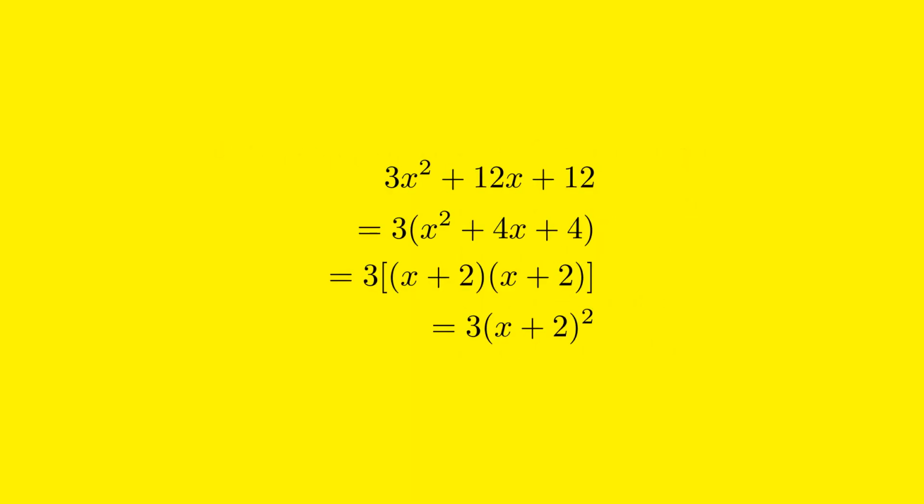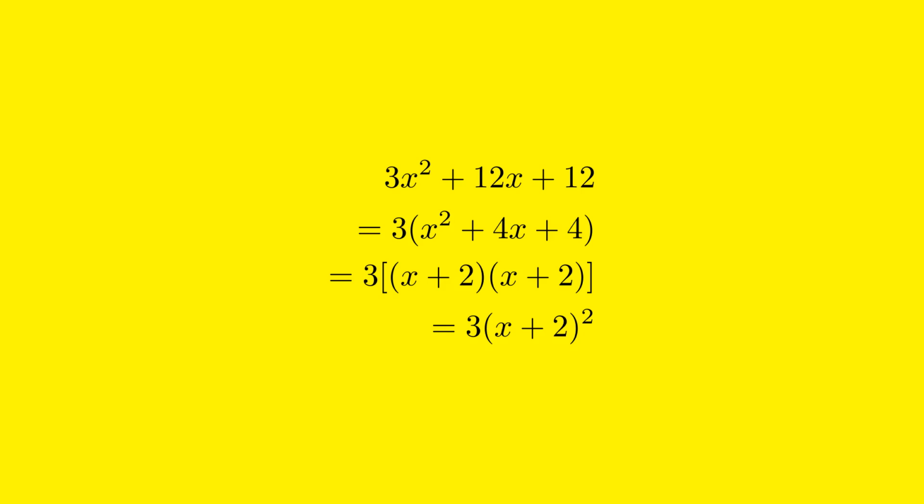Firstly, we look at our given problem, which is 3x squared plus 12x plus 12. We want to factor this quadratic expression to simplify it. Now note that the coefficient of the quadratic term, which is 3, can also divide the other two coefficients, 12 and 12. Hence, we could factor out 3 from the whole equation. When we divide each term by 3, we get x squared plus 4x plus 4. So our new expression is 3 times (x squared plus 4x plus 4).